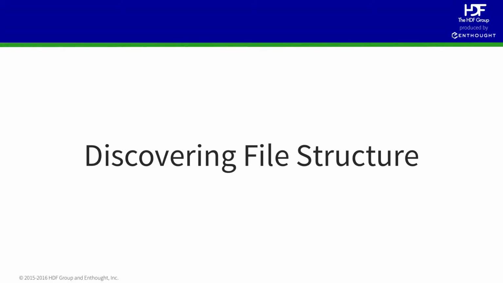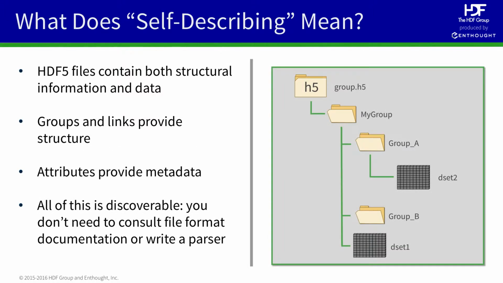In this lecture, we discuss how to use the native HDF5 machinery of groups and attributes to explore an HDF5 file. The HDF5 format is often called self-describing. What this means is HDF5 contains both the data you want to share and also the structural information required to retrieve that data. For example, groups and links provide organizational structure to your file and can be investigated from Python in order to figure out the objects they contain.